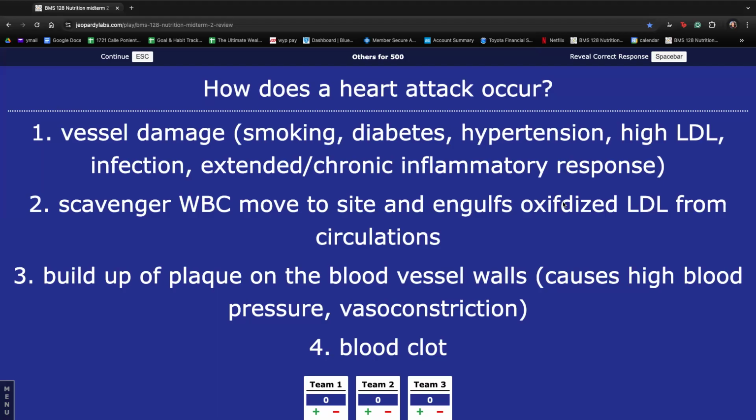And when the plaque is created, it's very dangerous because it causes high blood pressure and vasoconstriction. And if there was a blood clot and it lands there, then it causes either a stroke or a heart attack, depending on where it is. Also, some people could be perfectly healthy and not do any of the factors that lead to vessel damage, but still get a blood clot, a stroke, or a heart attack. Your chances increase of getting a heart attack, blood clot, or stroke if you do all the things that cause vessel damage. But even if you don't, unfortunately, it does happen to healthy people.